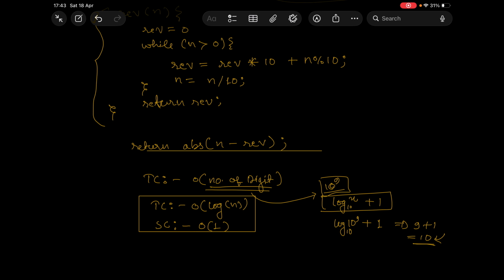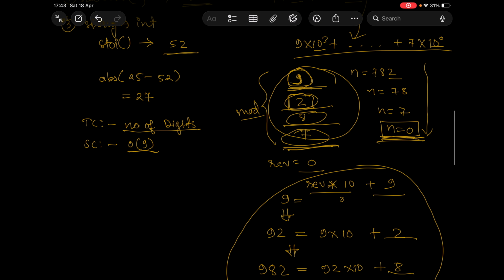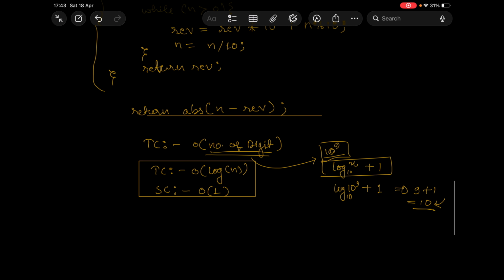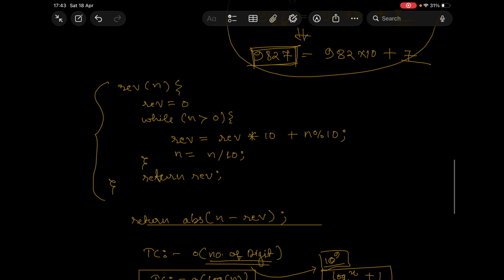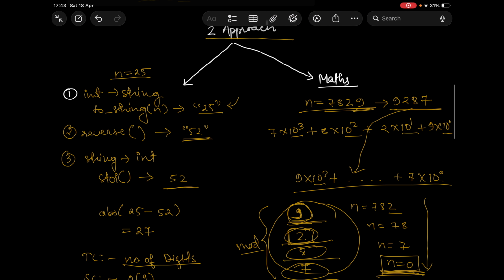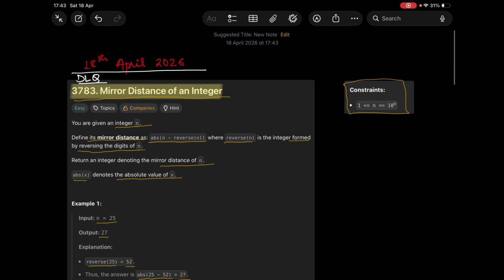The only difference from one approach to the other is that the string approach has this additional space. Additionally, in general, mathematics is comparatively faster as compared to when we are having these three operations being done one by one. So yeah, that's all for this problem.